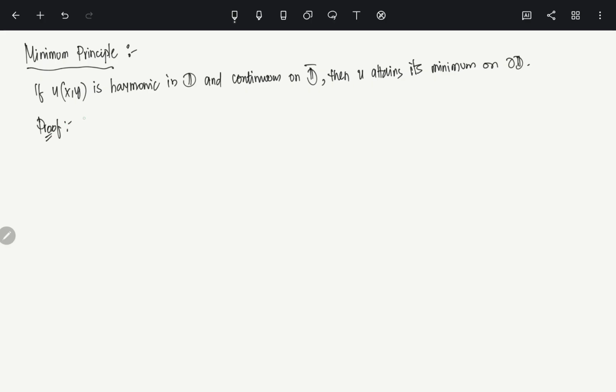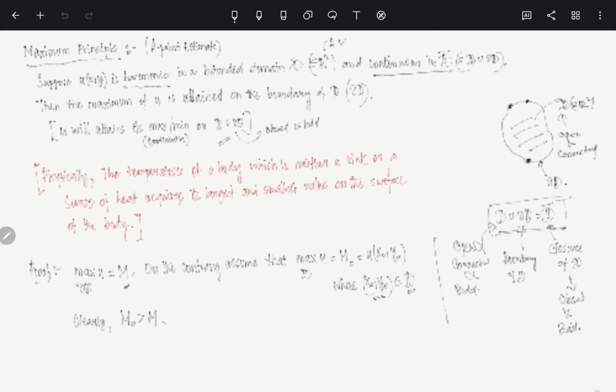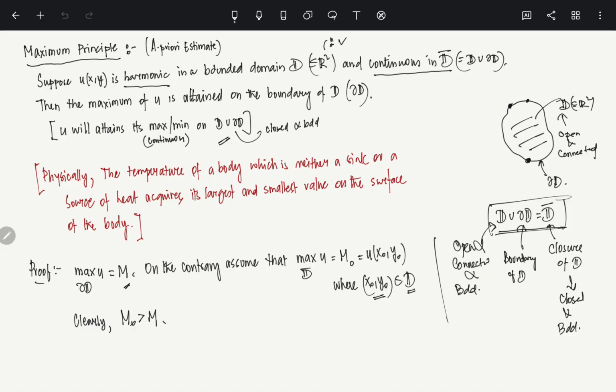For the proof, you change u to minus u. So basically the minimum of u becomes the maximum of u, and then you use the other theorem, the maximum principle, and you get the answer that the maximum has to be attained on the boundary. So if minus u attains its maximum on the boundary, it means u attains its minimum on the boundary, and then you are done. So basically you can just use that fact.